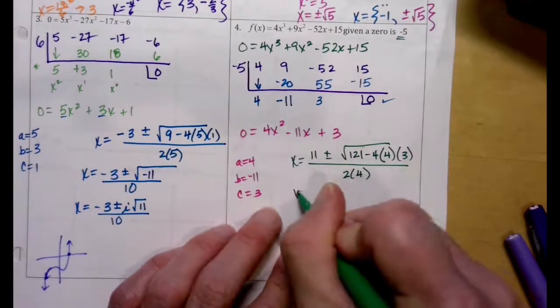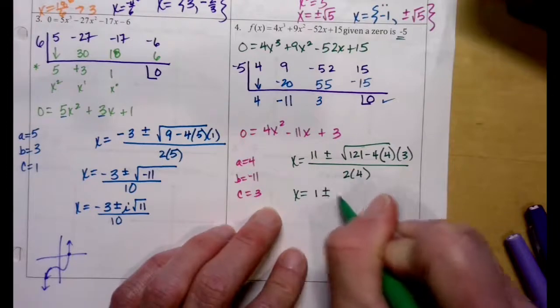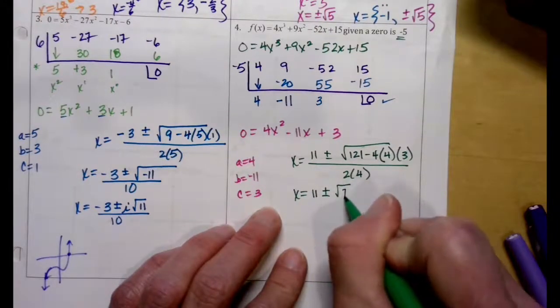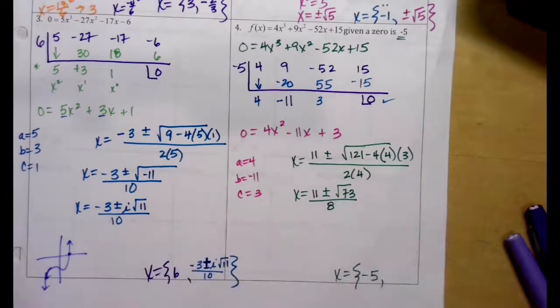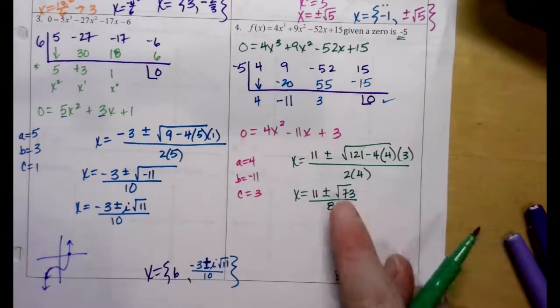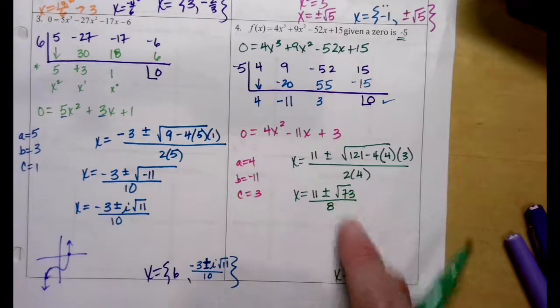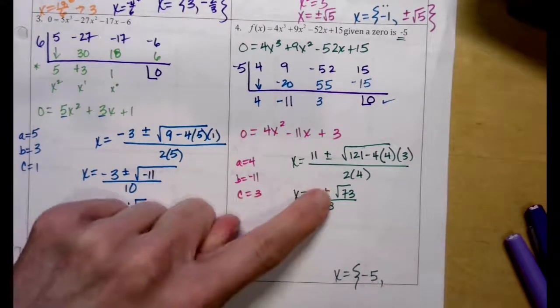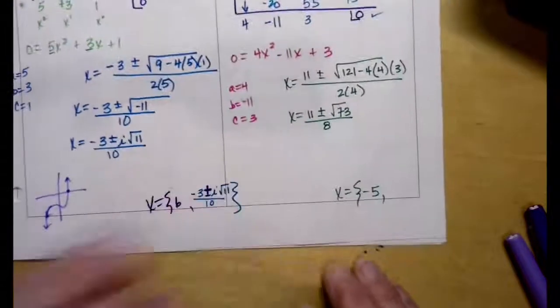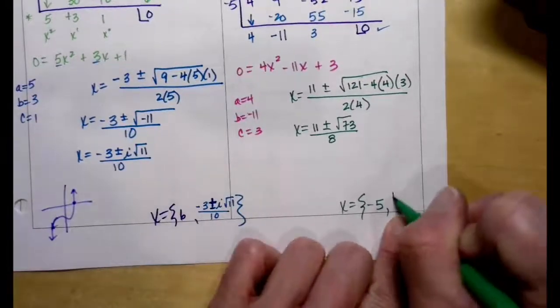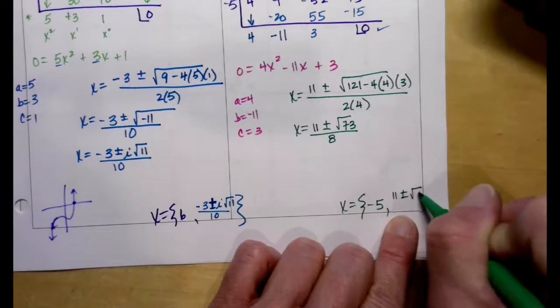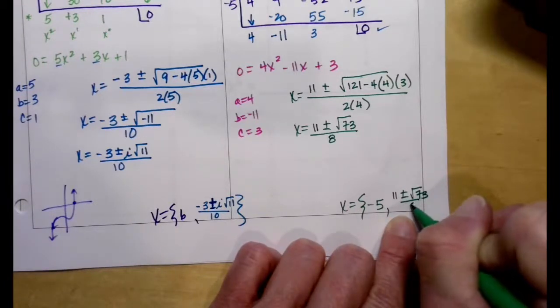So we have x is equal to 11 plus or minus the square root of 73 over 8. I'm pretty sure 73 is prime. So I can't break down my radical. I don't have any friendly numbers. I don't have a negative under the radical. So guess what? Those are my next answers. 11 plus or minus the square root of 73 over 8.